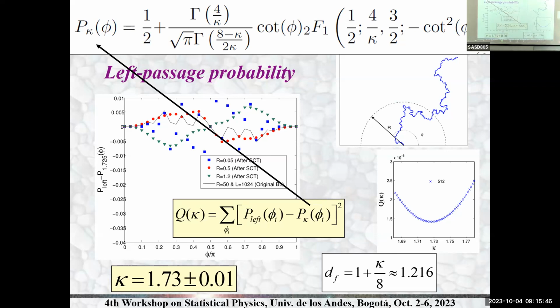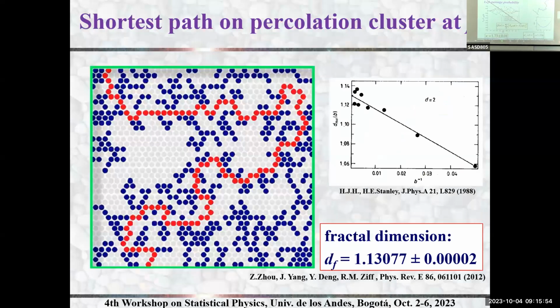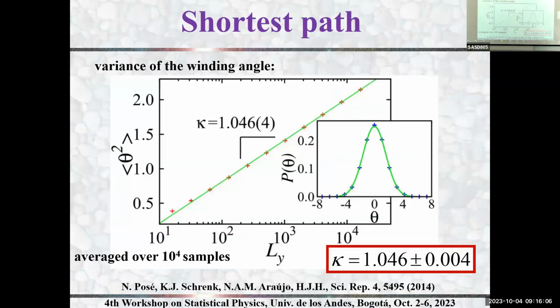Okay, any other question? No. And so what I did here for the watershed, I will now do also for the shortest path. Let's do this for the shortest path. So the shortest path, you remember, it was on the percolation cluster, this white or red line with a fractal dimension now different, even smaller. And then you can now do the same.